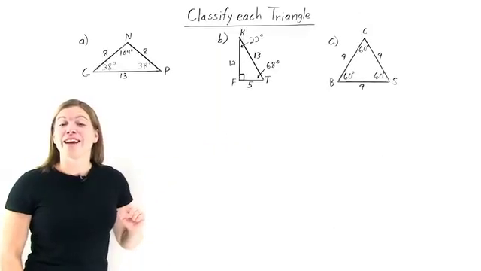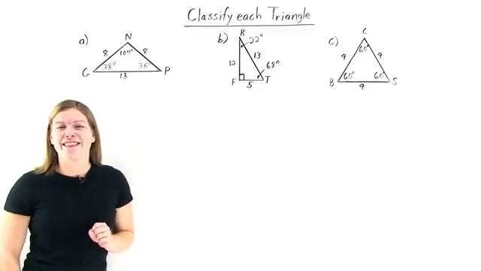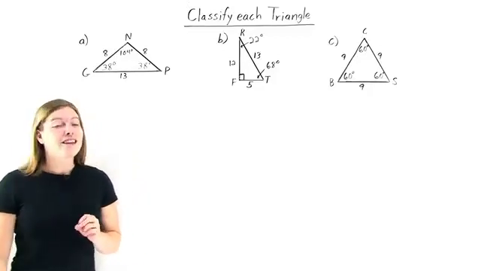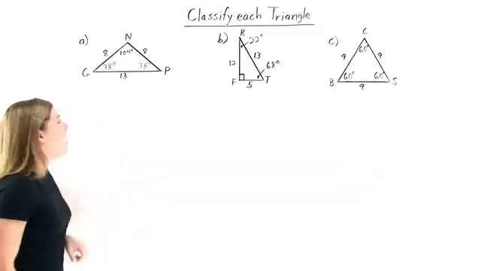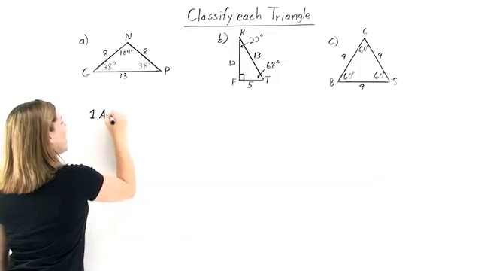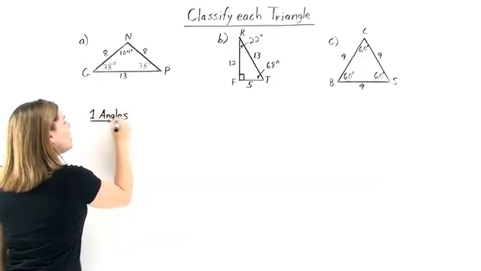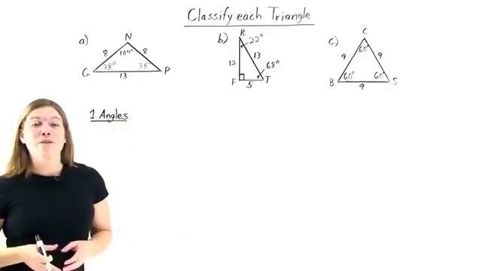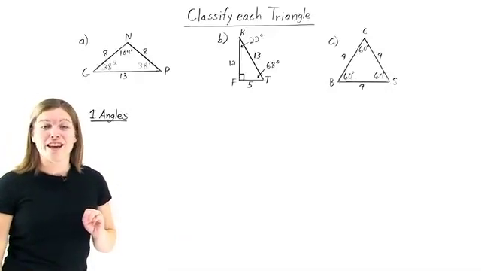Classify each of these triangles based on their angle measurements and their sides. First, let's take a look at this triangle. Let's classify this triangle based on its angle measurements and its sides. First, we'll take a look at the angles. Since we're working with a triangle, we have 3 angles to look at.